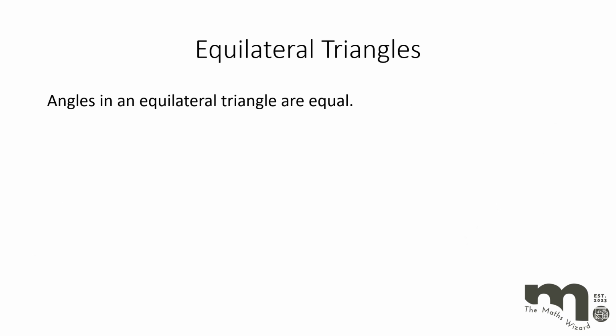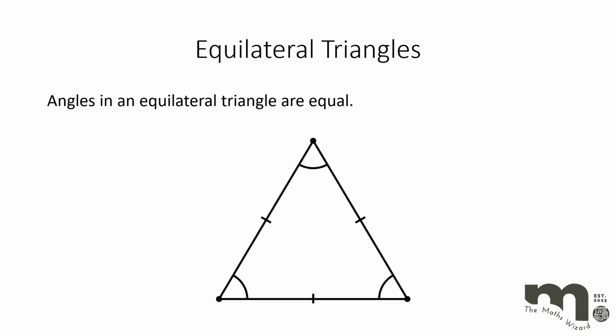Okay, now inside an equilateral triangle, all of the angles are equal. So they add up to 180, but if you take that 180, you can divide it equally by 3. So each angle will be 60 degrees for that one.